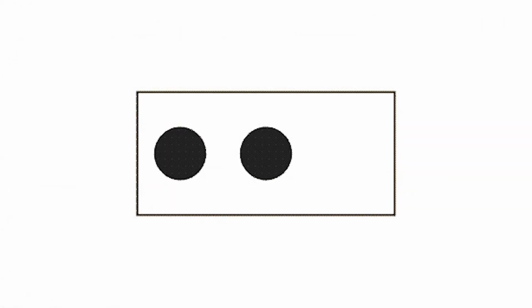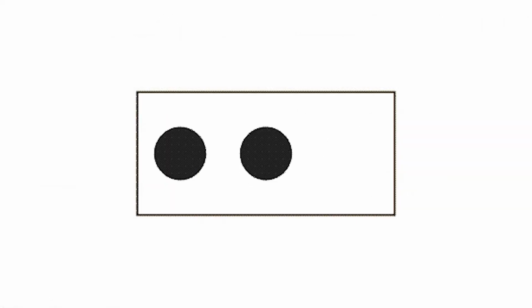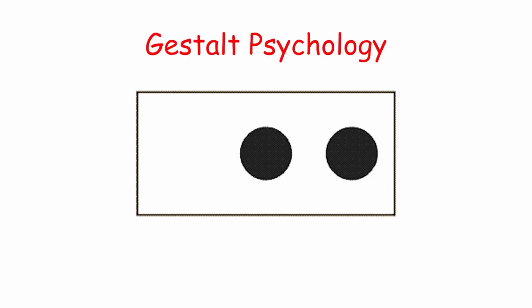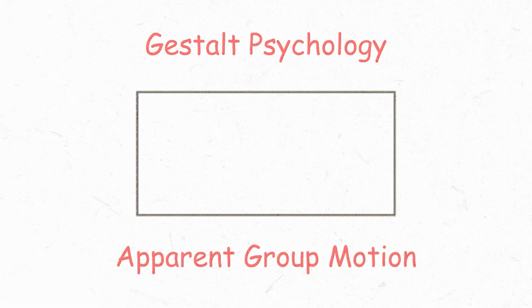Ternus illusion. In this GIF, it seems like only one circle is moving. If we add a small blank frame, it seems like they are both moving. This is closely linked to Gestalt psychology and is a type of apparent group motion.